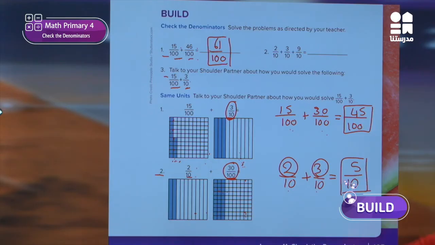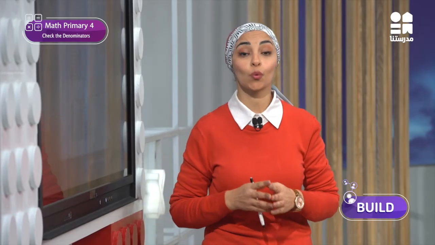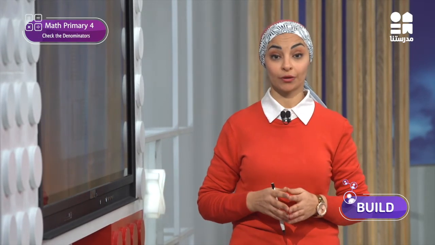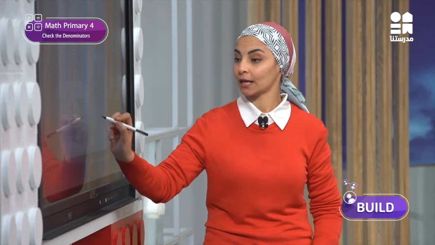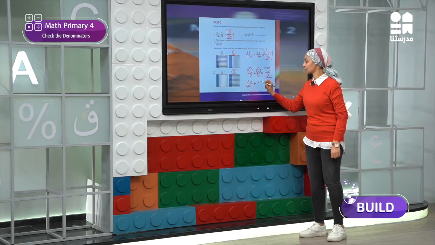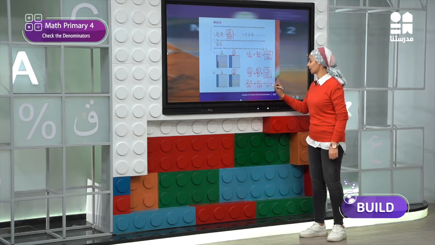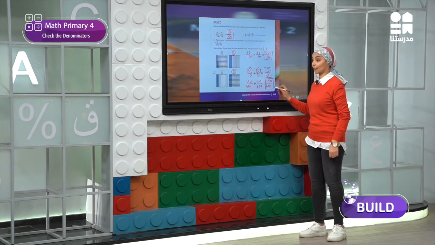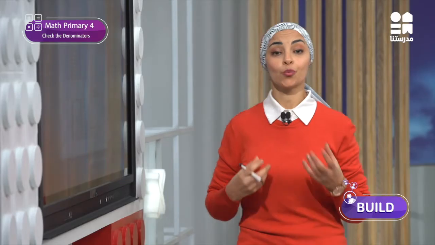طيب دلوقتي عرفنا إن 2 bars of tenths بيكونوا consists of 20 hundredths, right? So we will add 20 over 100 plus 30 over 100. دي طريقة تانية ممكن نحلها بيها. يعني ممكن أعمل 20 over 100 plus 30 over 100. Right? Okay. So the answer will be I'll keep the denominator as it is وهعمل 20 plus 30 which is equal to 50 over 100. Okay. Both ways are correct.